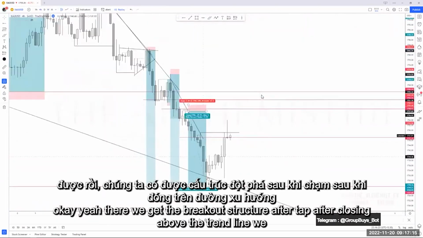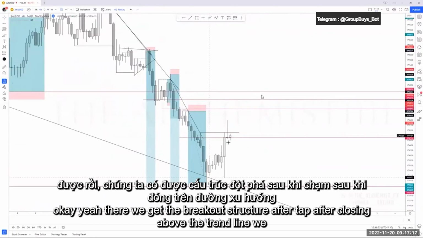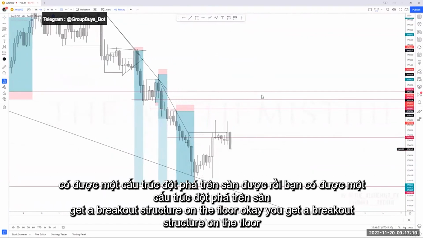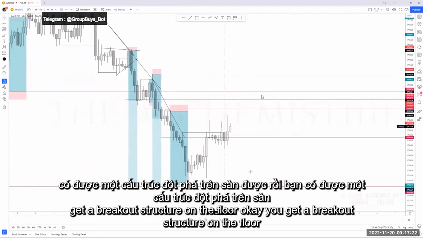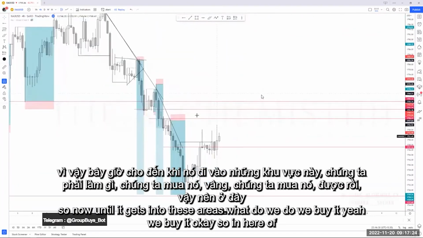There we get the breakout structure after closing above the trend line. We get a breakout structure on the 4 hour. So now, until it gets into these areas, what do we do? We buy it.